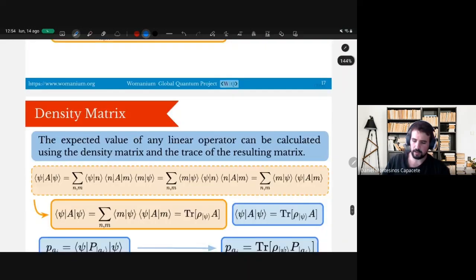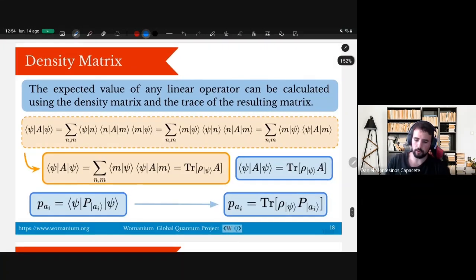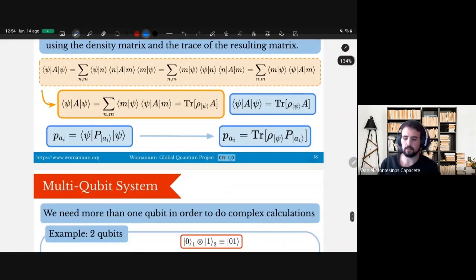And using that, if you remember how to compute the probability of being in a certain state, and these are, remember, eigenvalues and all that, you can compute the probability using this density matrix and also the trace. So that's basically the important thing here: in order to calculate the probability or expected values of any operator, you can use the density matrix and the trace of a matrix, right? That's what I wanted to say.